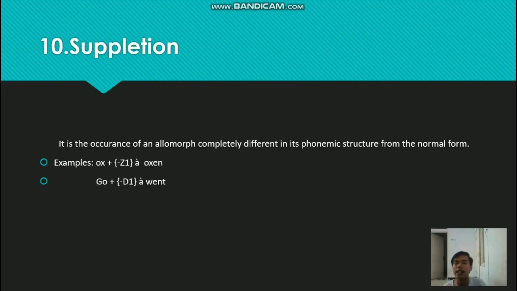The tenth is suppletion. It is the occurrence of an element completely different in phonemic structure from the normal form. For example, ox plus en becomes oxen, and go plus ed becomes went.